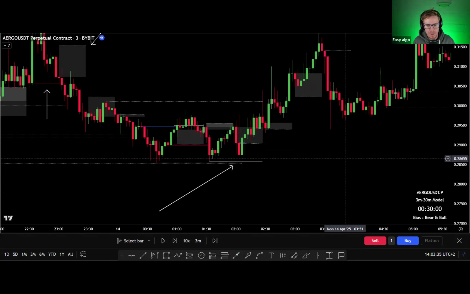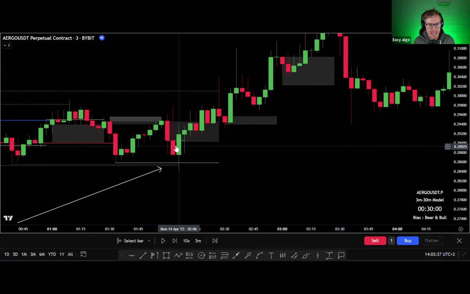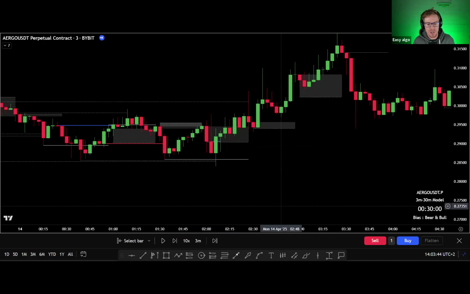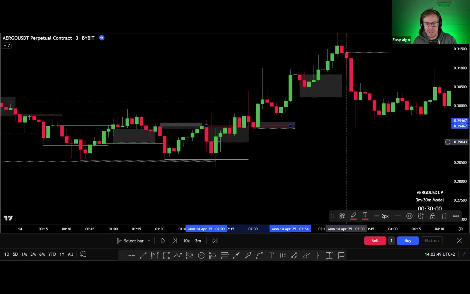So we get a sweep occurring here. We get a CISD level produced over here. When price breaks that CISD level, we can look for an entry. In this example, you can see our CISD level should have actually been up here.